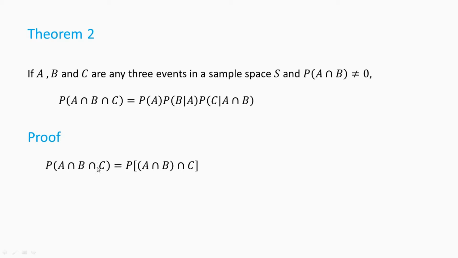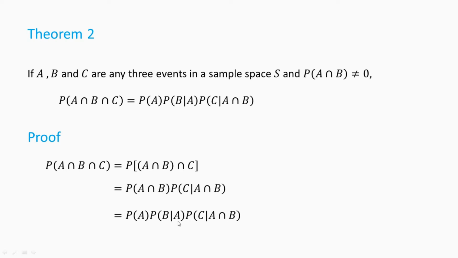Probability of A intersection B intersection C, we can write as probability of A intersection B whole thing intersection C. Then we can use the multiplicative theorem on these two cases, that is probability of A intersection B into probability of C given A intersection B. Now we know probability of A intersection B is equal to probability of A into probability of B given A. Finally, we can obtain this answer.